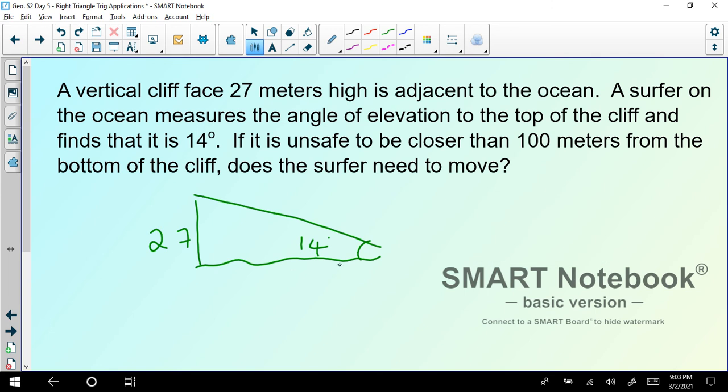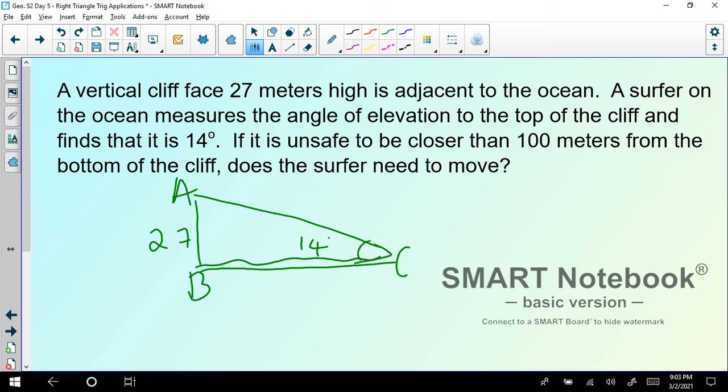I've drawn it here. So this is my cliff AB and the surfer is located at point C. We need to find this distance BC. We want to see if BC is less than 100, then the surfer has to move away. If BC is greater than 100, he is safe. So we need to find the BC value.